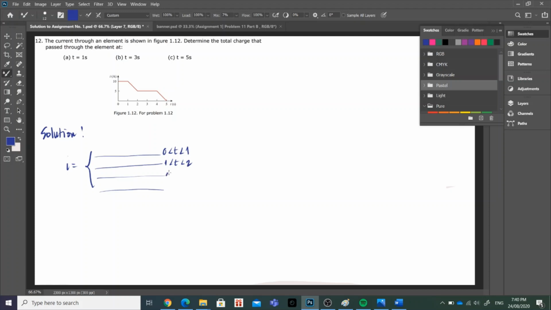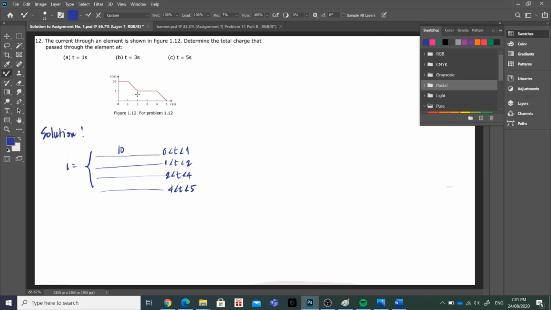And then ito naman ay 2 to 4 second. And then yung last interval natin ay 4 to 5 seconds. Ayan. So, pwede na natin kunin yung mga constant na current, yung mga horizontal line natin. So, first, para sa interval natin 0 to 1, constant 10 ampere siya. So, lalagay na natin dito na 10 ampere.